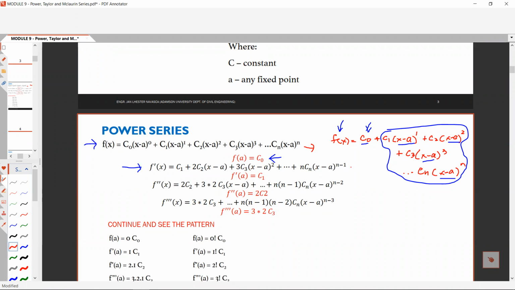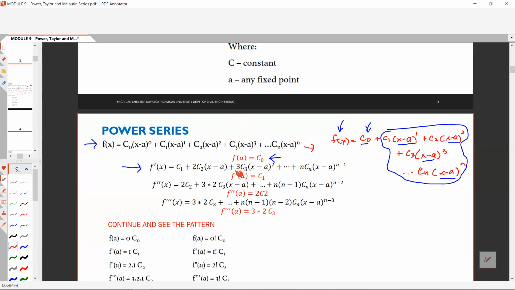So ito siya, the first derivative. The derivative of c sub 0 is a constant, therefore that is 0. So what we have left is this function. So ganun din yung question.